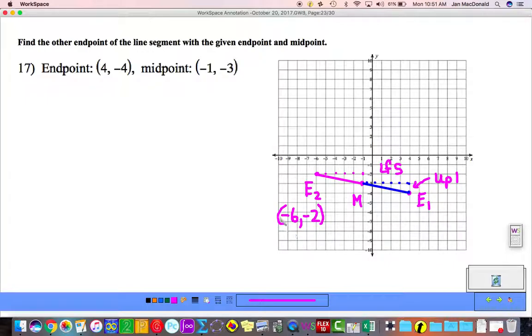So this is the correct answer for number 17. (-6, -2) would give us the other endpoint. Okay, but let's talk a little bit about the numbers here. I'm going to move my midpoint over here.